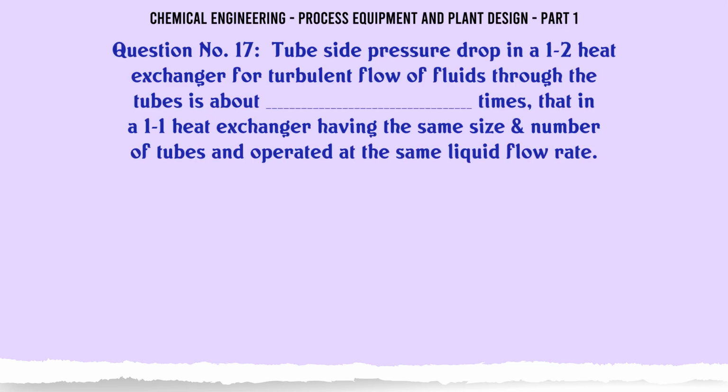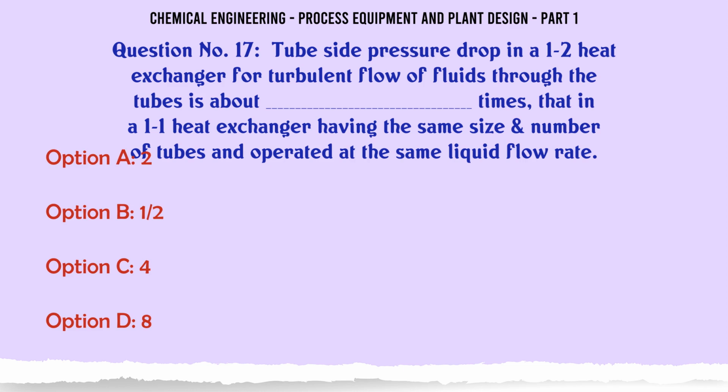Tube side pressure drop in a 1-2 heat exchanger for turbulent flow of fluids through the tubes is about ______ times that in a 1-1 heat exchanger having the same size and number of tubes and operated at the same liquid flow rate.